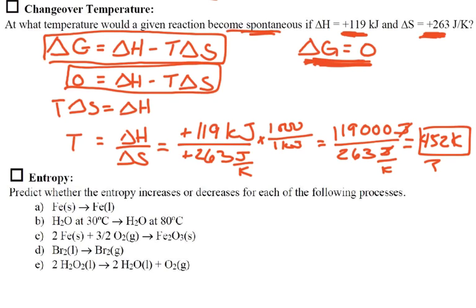Okay, last one down here is predict whether these entropy is increasing or decreasing. So I have a solid going to a liquid. Okay, that's definitely entropy increasing. I have 30-degree water going to 80-degree water. The temperature goes up, the entropy is increasing. I have a solid and a gas turning to solid. Okay, so my number of moles of gas is going down, so that's definitely a decrease. Liquid going to gas, that's an increase. And a liquid going to liquid and gas, again, that's an increase. So all of these are increases except for C, which is a decrease in entropy. And that's the Quick Check 6.2.